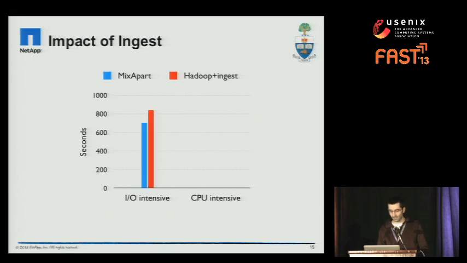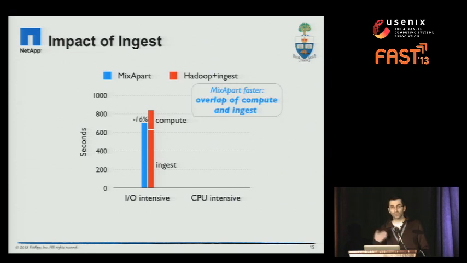Right? So to give you an example, for the IO-intensive job, I'm showing the numbers for MixApart and Hadoop. And you can see that MixApart is faster. I'm breaking down the time for Hadoop into the time spent doing the static ingest and the time spent on computation. The reason MixApart is faster is because of the overlap of compute and ingest. There's no static ingest with MixApart. Everything happens on demand when the computation requires the data.